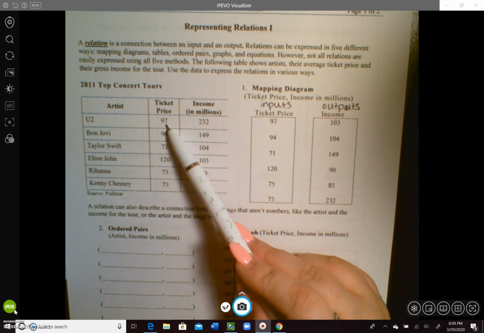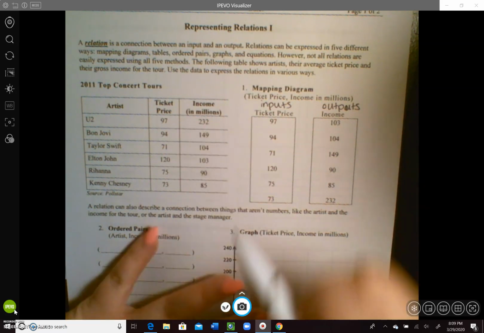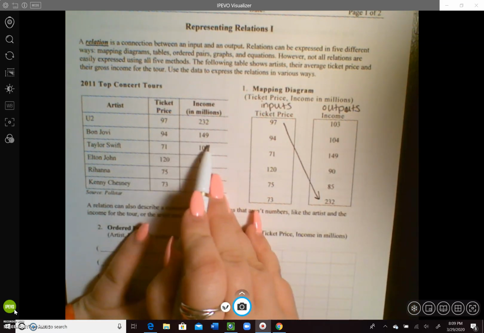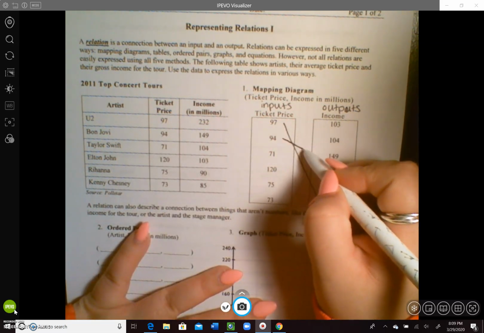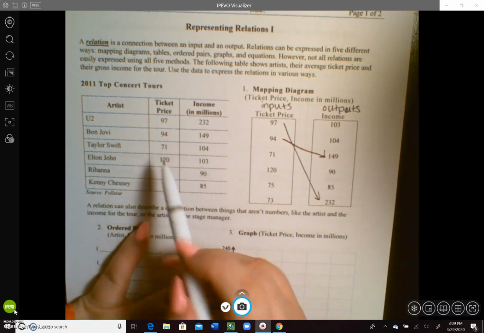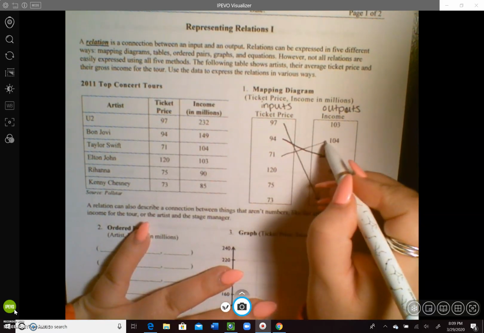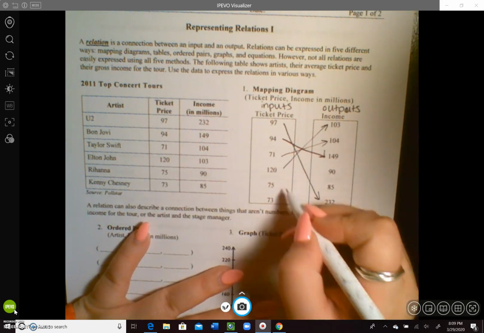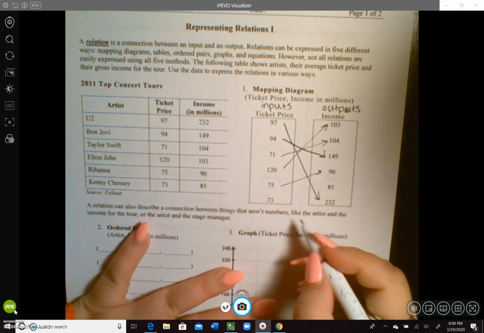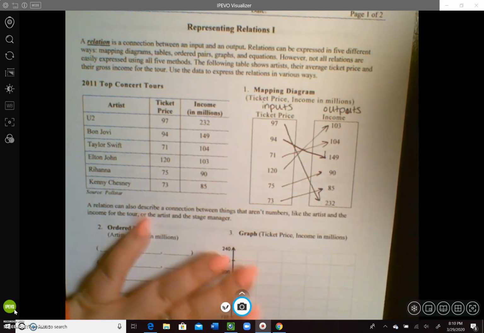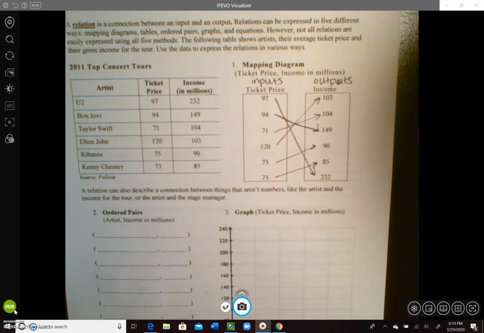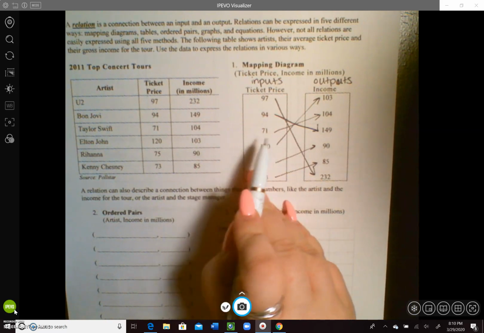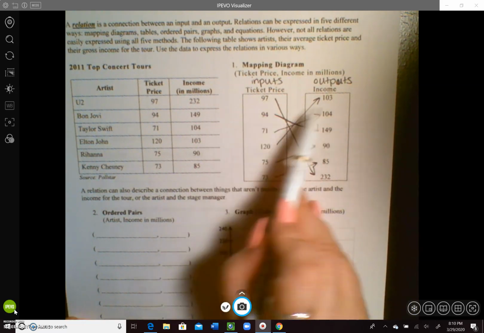When my ticket price is 97, my income is 232, so I'm going to map 97 to 232. 94 maps to 149. We draw an arrow that maps those together. 71, 104, 120, 103, 75, 90, and hopefully 73, 85, which maps up. Nice and easy, kind of like a roadmap, here to there, for all of them. Inputs on the left, outputs on the right. The arrow starts at the input and ends at the output.